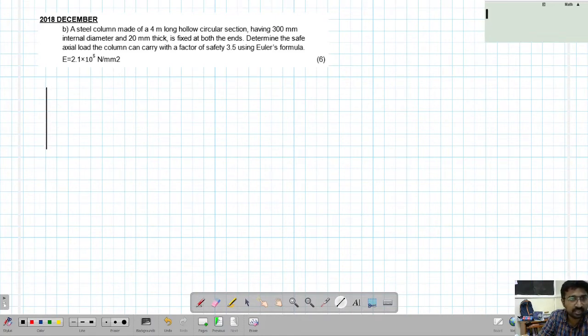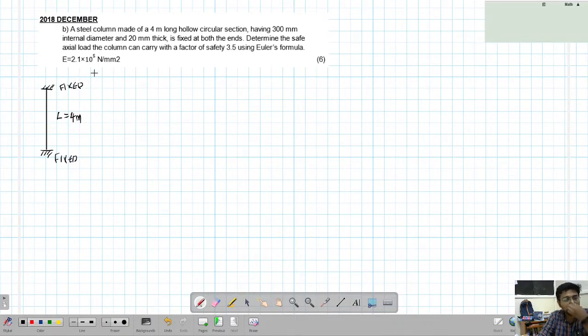So the length of the column is given. Its boundary condition is given. So 4 meter is the length and it is fixed at both ends. So this is fixed. This is also fixed. Both ends are fixed. And capital L is given as 4 meters. Now this is fixed. This is fixed.